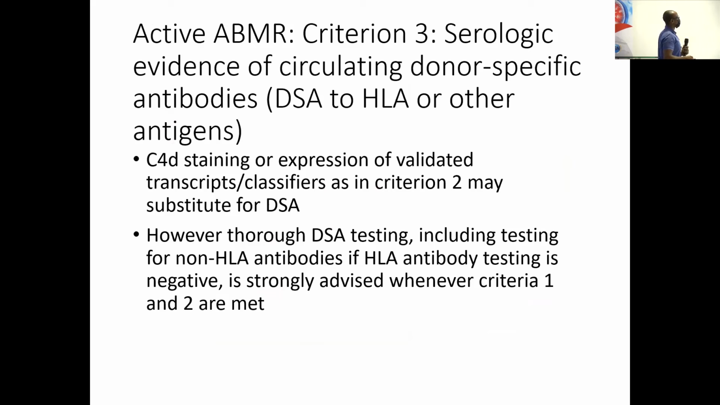So the third criterion would be serologic evidence of circulating donor-specific antibodies to HLA in most cases, or to other antigens. And you can also, as I have mentioned, use validated transcripts. But again, the presence of positivity for C4D can actually substitute for this criterion 3. And I think this is one of those things we really need to work out. Rather than having a third criterion, just have the two criteria together, so that everybody knows that C4D or serologic confirmation of DSA is good enough.